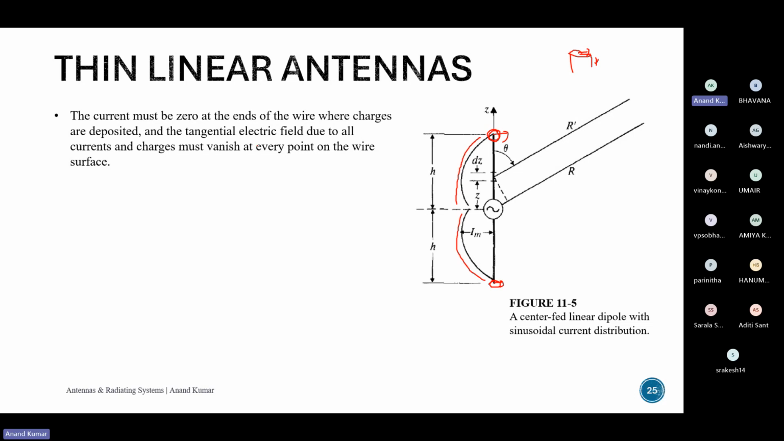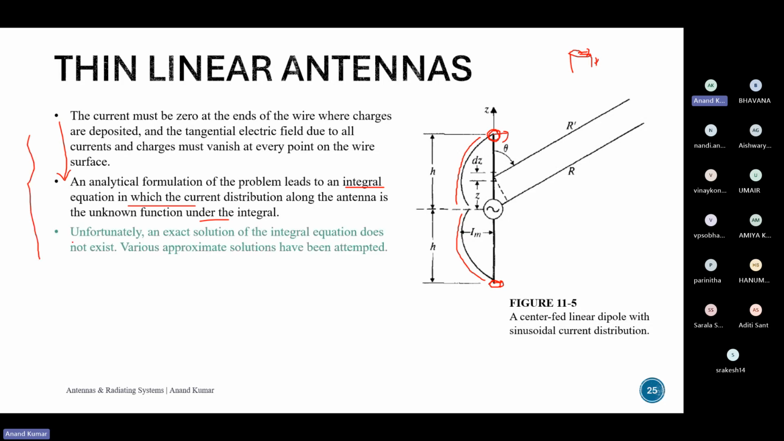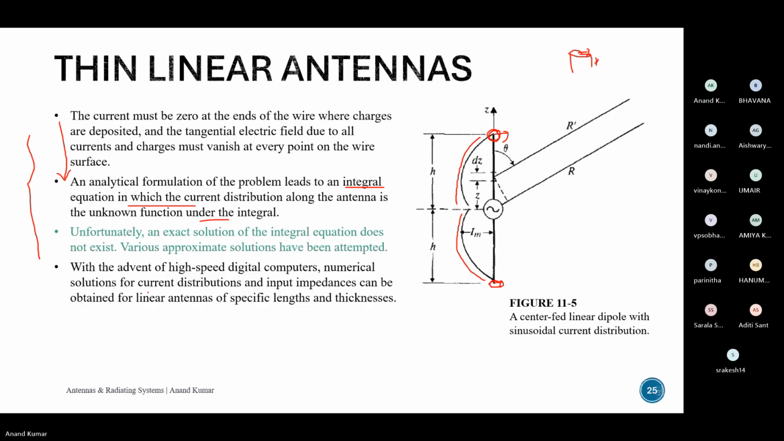So essentially, what we're trying to say is that we have to do a lot of approximations. Even with the approximations, the integral equations will become very complex. So you can read the text in the book. Essentially, it all says that we have to do approximations, and even with approximations, it's still difficult. So unfortunately, an exact solution of the integral equation does not exist, even if we have the full knowledge. So various approximate solutions have been tried.